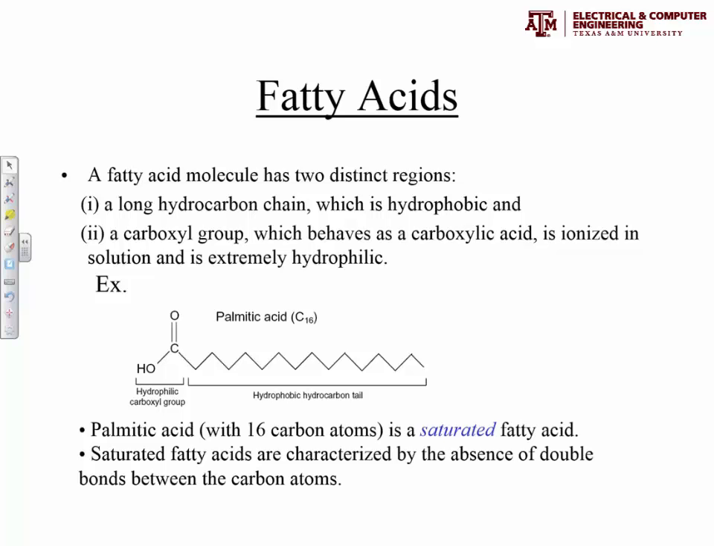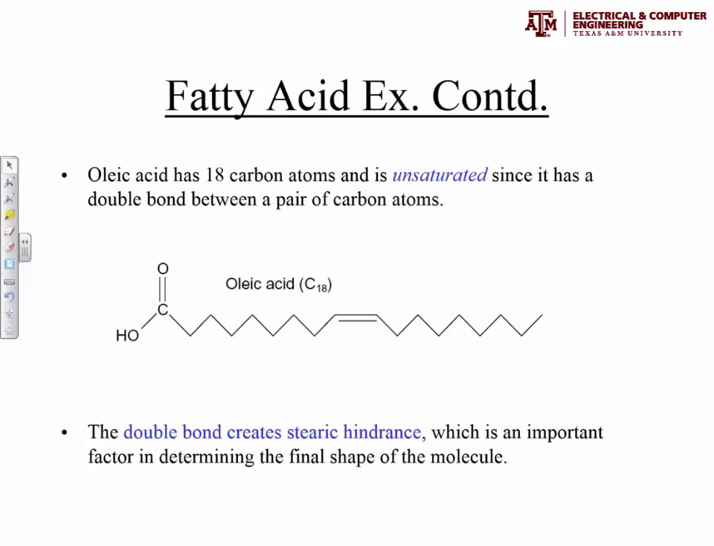So next, and there are lots of examples of these. I don't even know, or I didn't even care to know the formulas for all these different fatty acids. You don't need to either, okay? But at least know what a saturated fatty acid is. And then I'll give you an example of an unsaturated fatty acid.